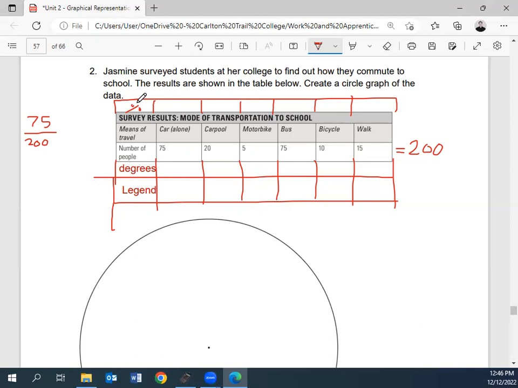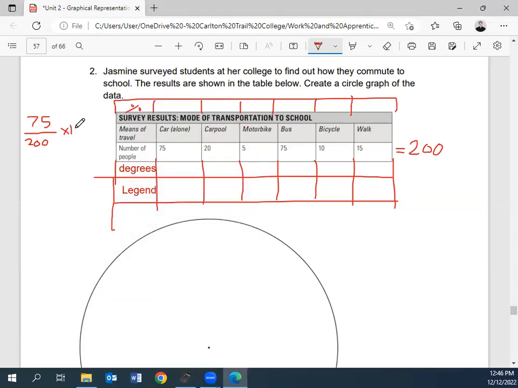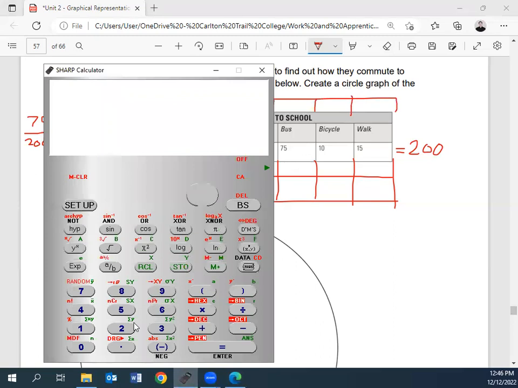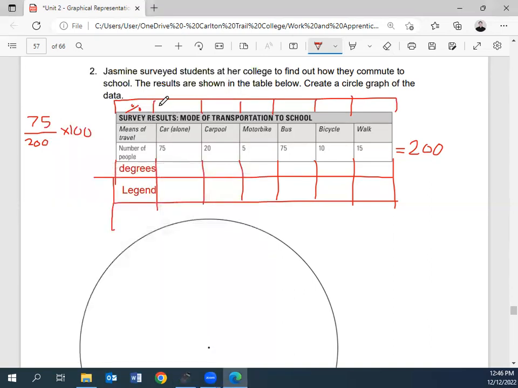So I want to know the percentage that 75 over 200 is. To do that, all I do is turn it into a fraction and times that by 100. So 75 divided by 200 gives me 0.375. If I times that by 100, I'm going to get 37.5. So 37.5% of this chart is going to be dedicated just to people who drive themselves, right?